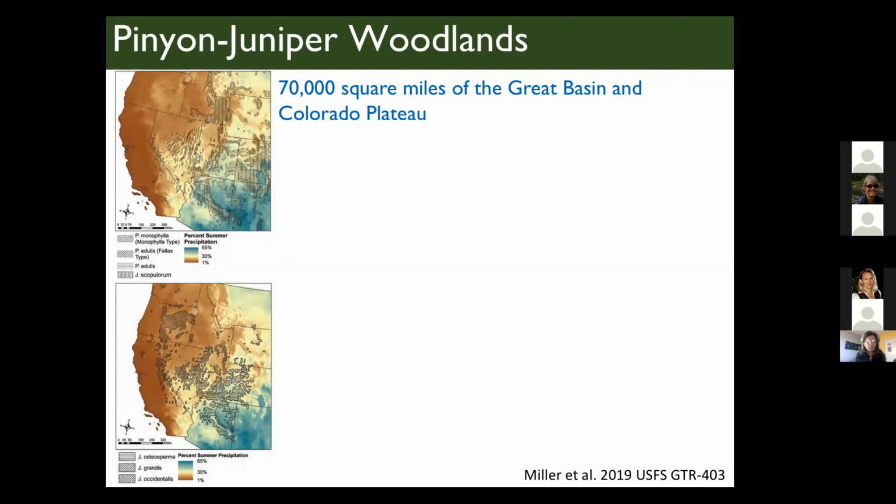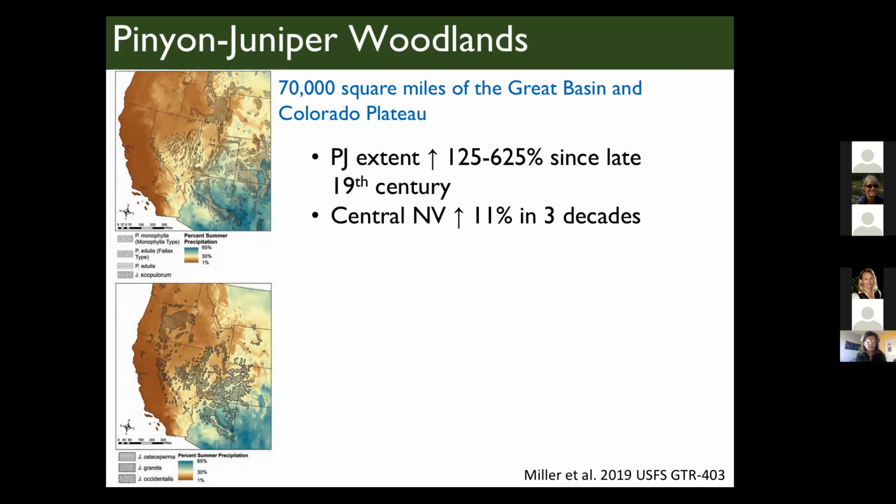So for those of you that aren't familiar with pinyon juniper woodlands, they cover about 70,000 square miles of the Great Basin and the Colorado Plateau. And this extent has certainly increased. So PJ extent has increased about 125 to 625% since the late 19th century. And in central Nevada alone, we've had an increase in pinyon juniper woodlands of 11% in just 3 decades.